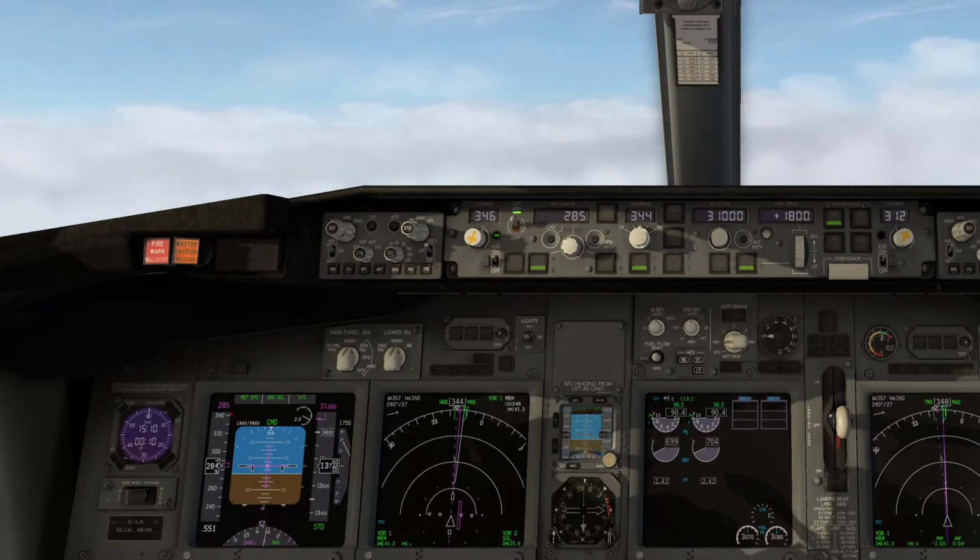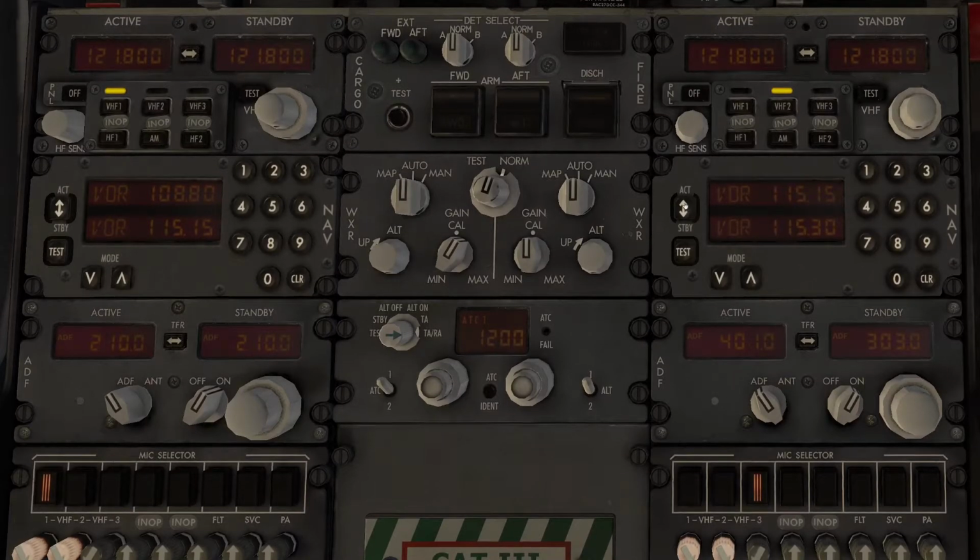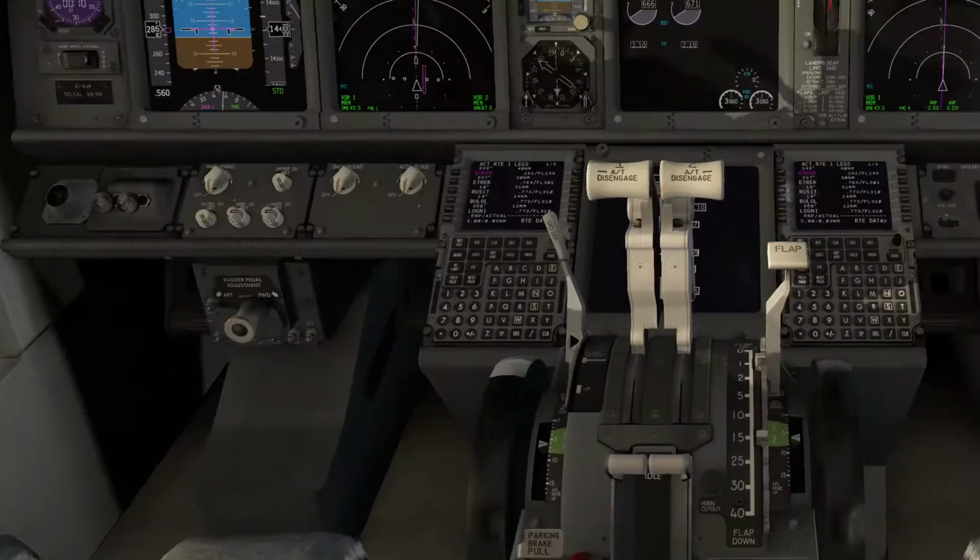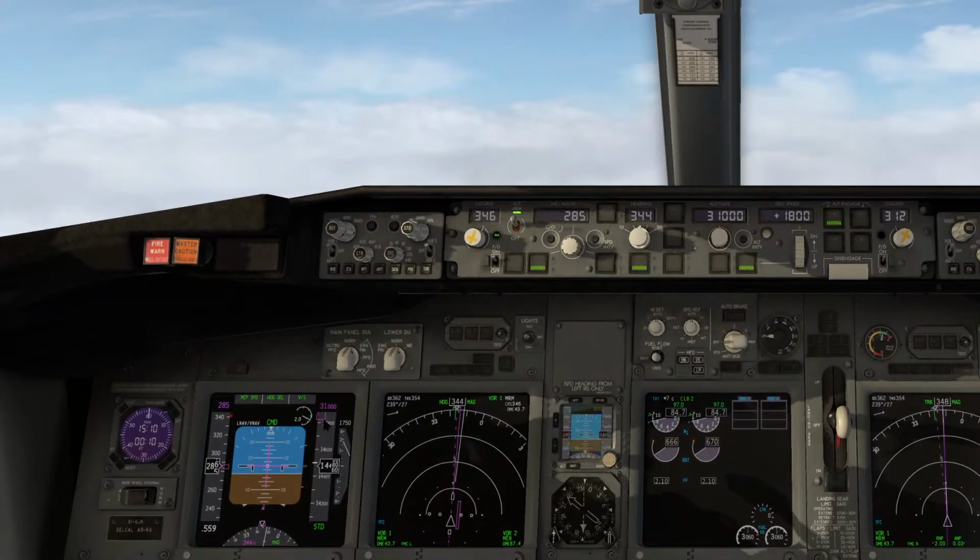On NAV2, we can also select Mende, VOR 115.30. And Dijon will be on 111.45, also in the standby frequency. Now Mende is already tuned. 87 nautical miles.